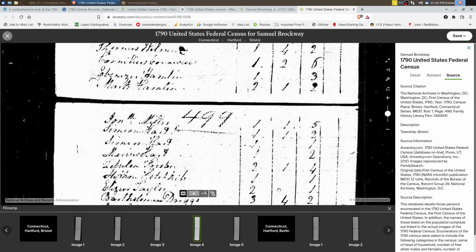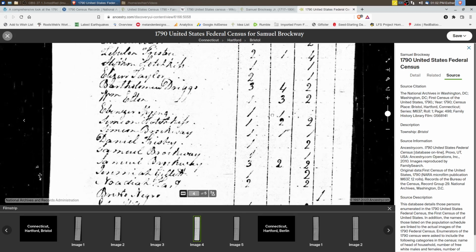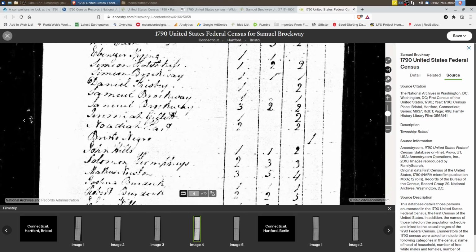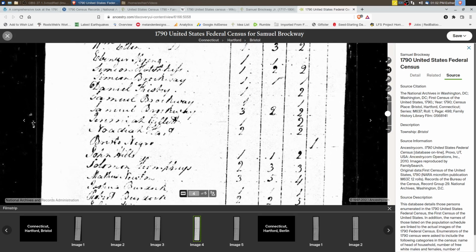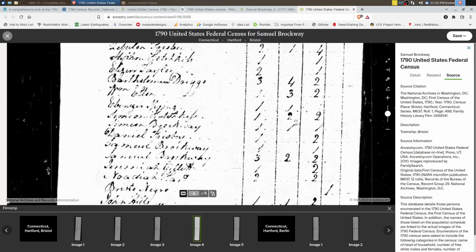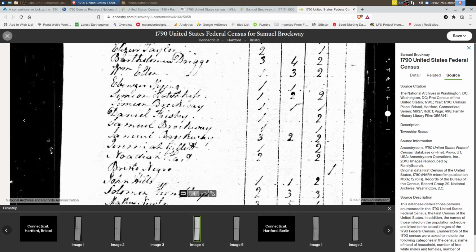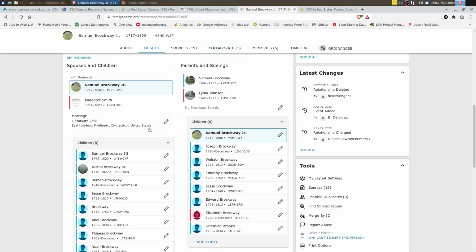And so we're in Connecticut, and there were slaves in Connecticut, but most of these people did not have slaves. Okay, so here's Samuel Brockway, and we have two Samuel Brockways living next door to each other. And if we go back to Samuel's page on FamilySearch, we can see that this Samuel Brockway is the son of a Samuel Brockway and the father of a Samuel Brockway. So there were three Samuel Brockways living in Connecticut.